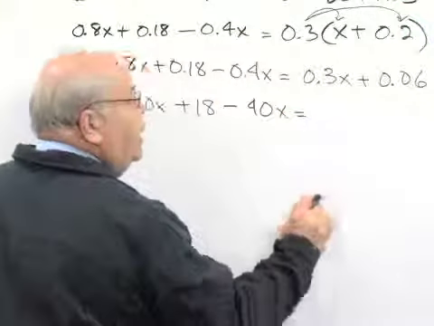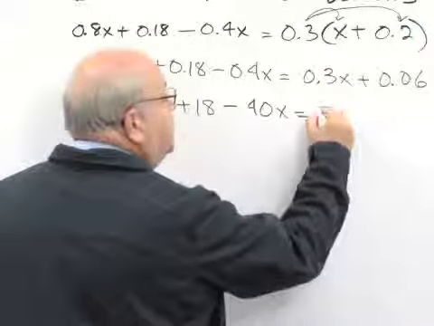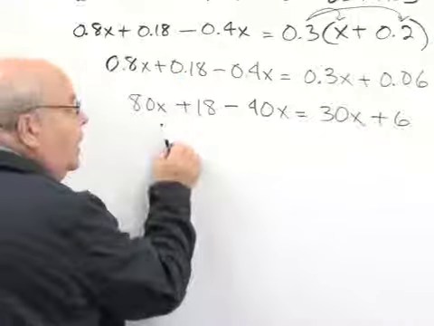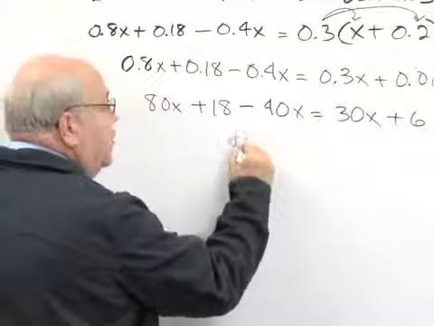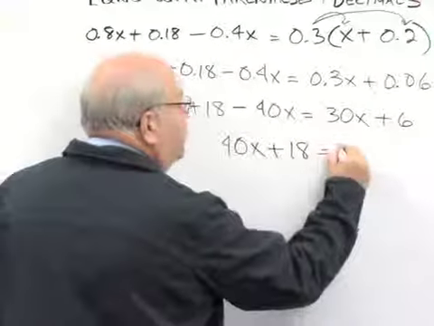And on the right-hand side, if we multiply 100 times 0.3x, this would give us 30x, and 100 times 0.06 would give us 6. Now, there is a chance to collect some like terms. 80x minus 40x is 40x. That will make our equation a lot simpler and a lot shorter.